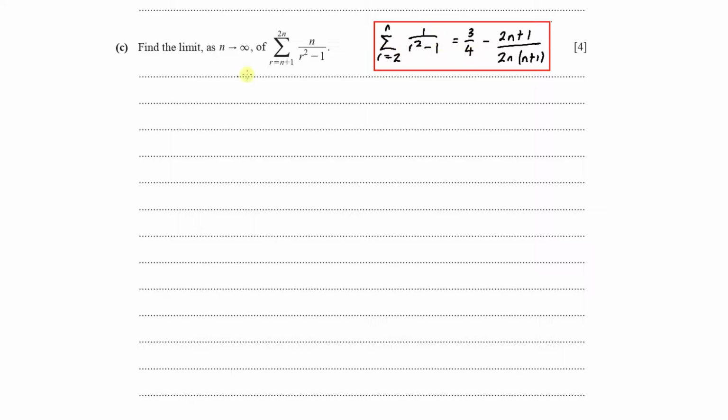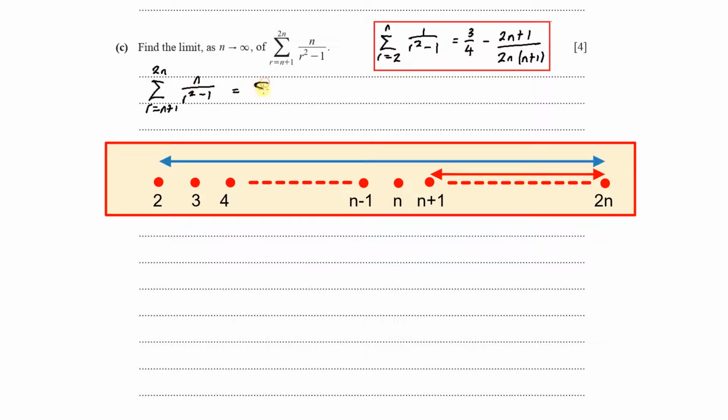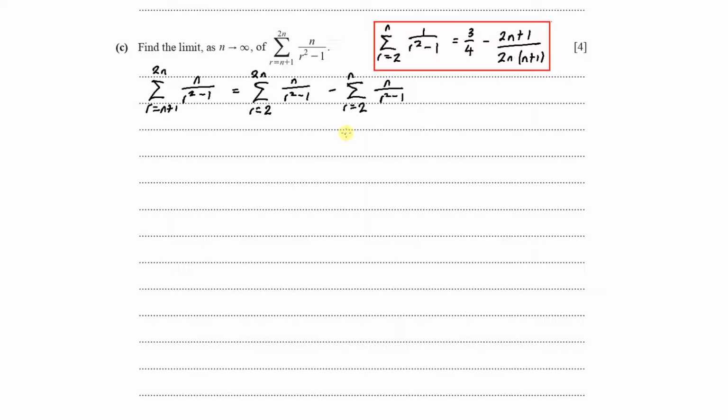So we can use this and say the summation from r is equal to n plus 1 up to 2n of the form n over r squared minus 1 is the same as the summation from the lower limit. We'll use 2, so r is equal to 2 up to 2n of the form n over r squared minus 1 minus the summation from r is equal to 2 to n of the form n over r squared minus 1. So let's simplify this for now.